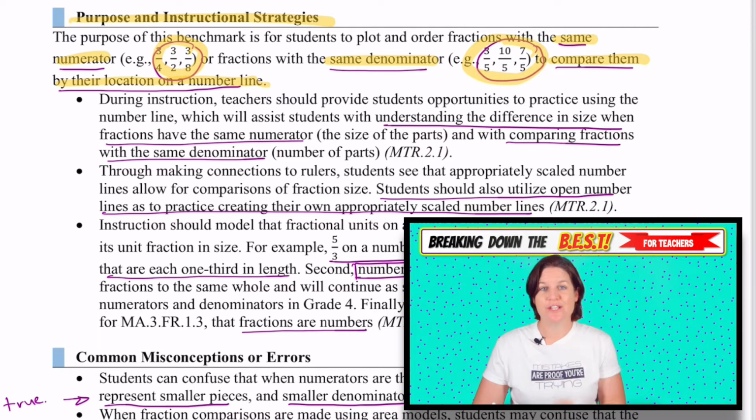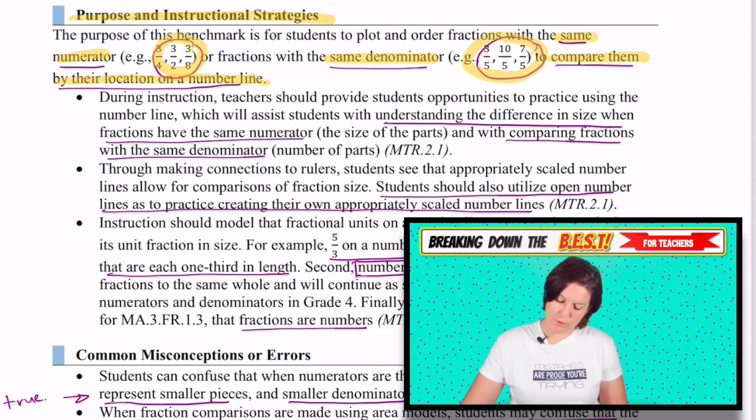The number line is a huge piece here. This will hopefully help them to understand the difference in size when fractions have the same numerator, or the size of the parts, and comparing fractions with the same denominator, the number of parts. This says students should also utilize open number lines to practice creating their own appropriately scaled number lines.